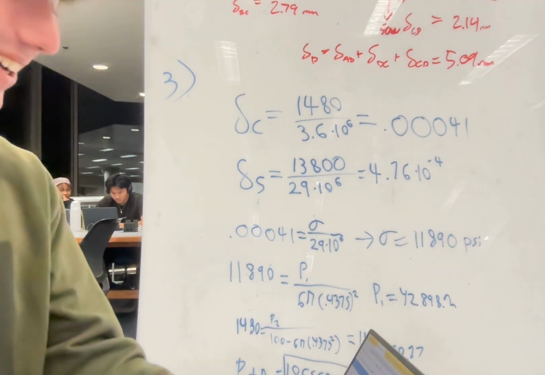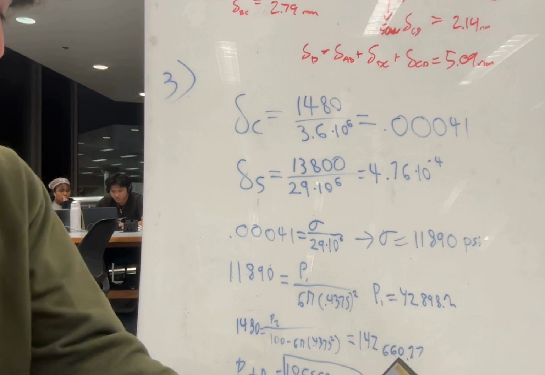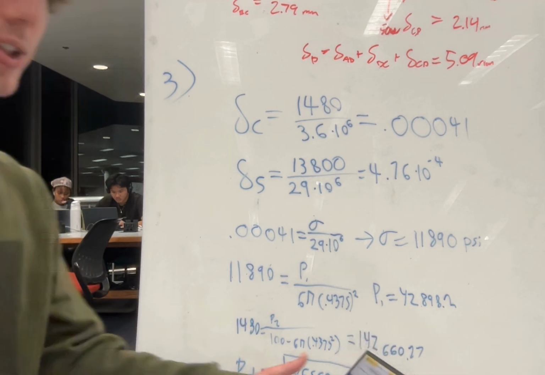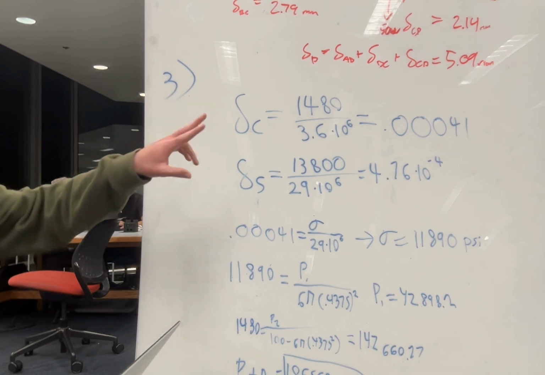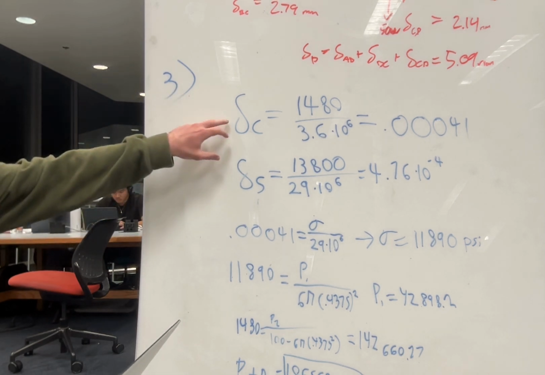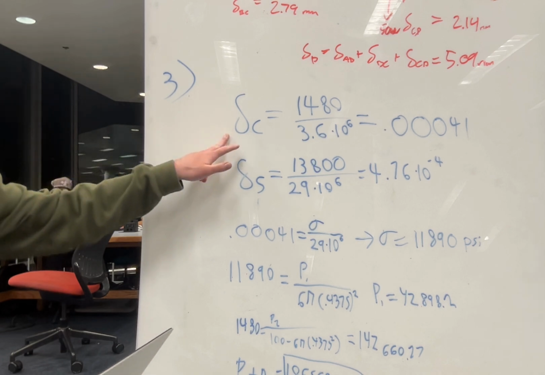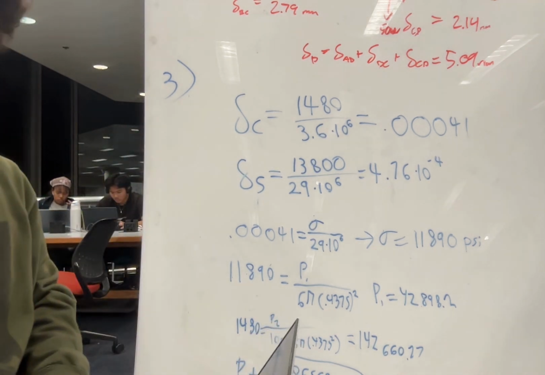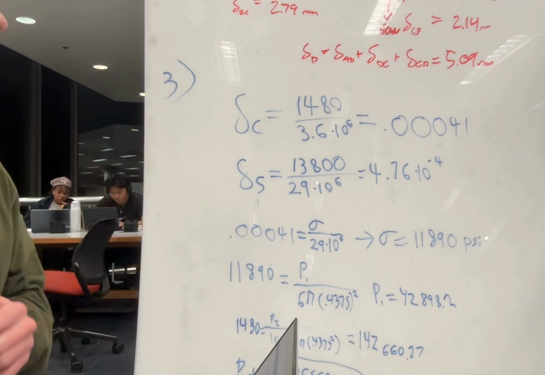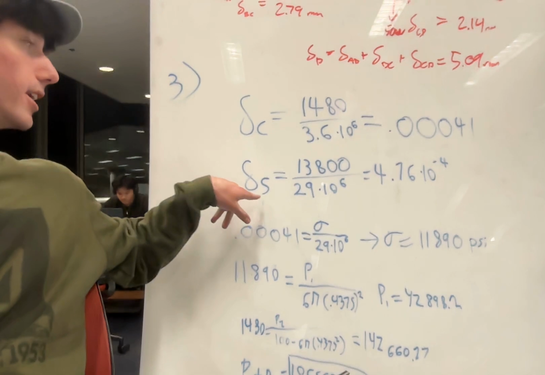For this problem, we're trying to find the maximum centric force that can be applied to it, and we're given some givens to work with. The first thing we do is find the total length change, which I'll call elongation. That's delta L, the same thing as deflection. Let's call it delta. We're going to calculate that for the concrete and the steel.